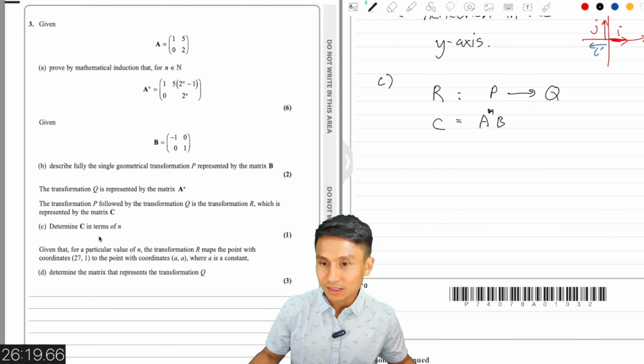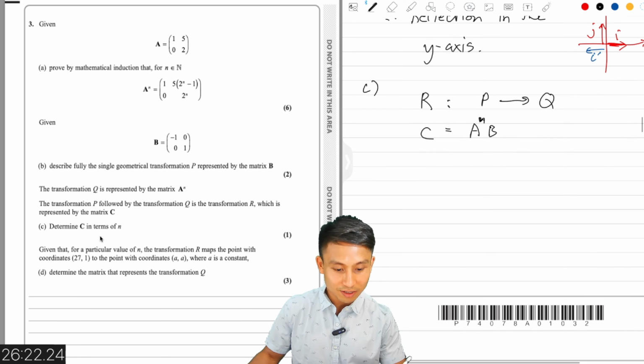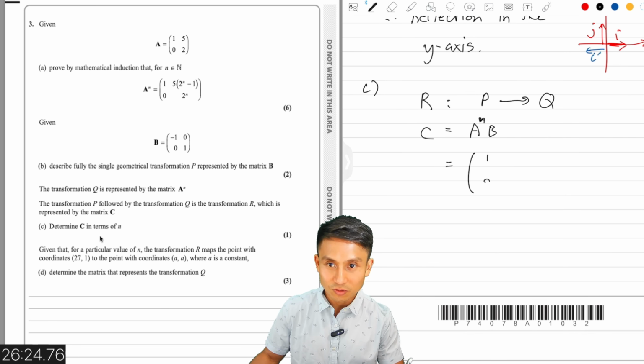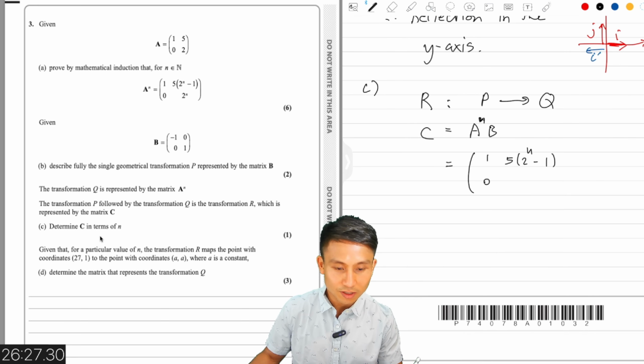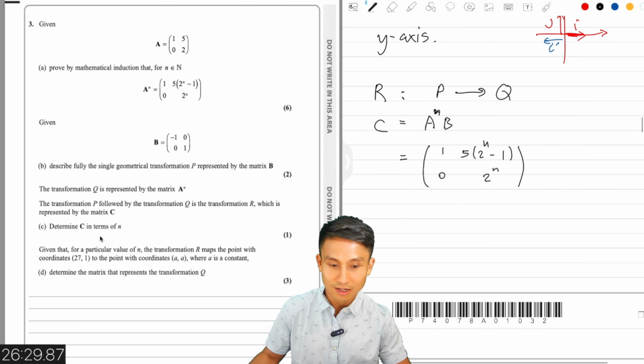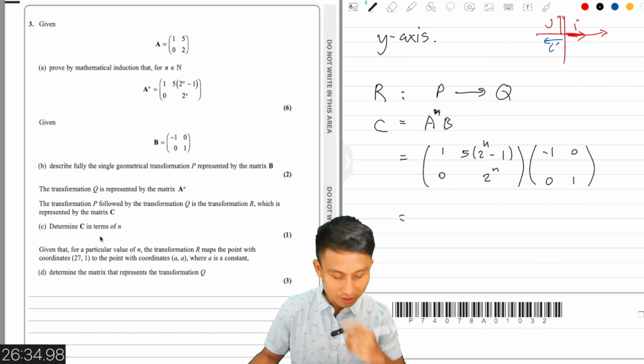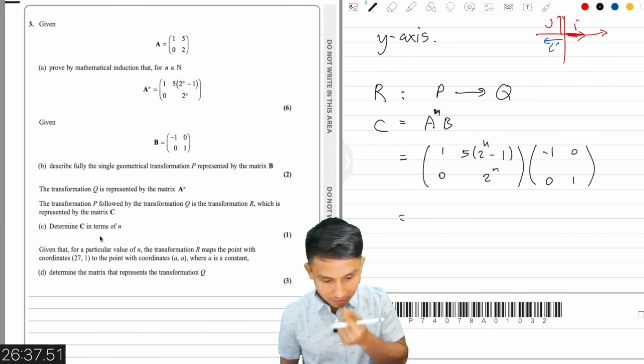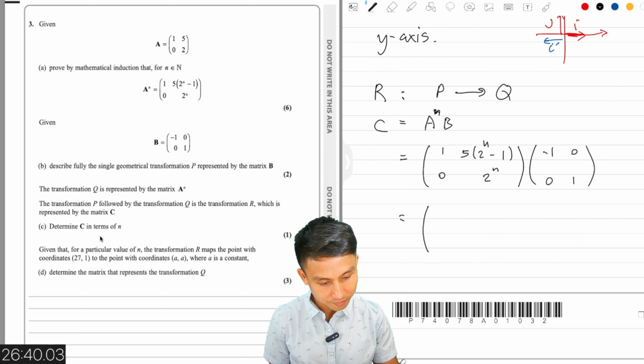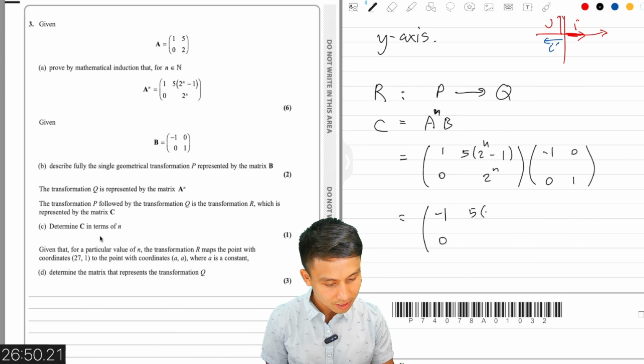Now we are asked to determine C in terms of n. A to the n is just 1, 0, 5, 2 to the n minus 1. That's A to the n, and this is multiplying by that. So we're just going to multiply that out. Basically minus 1 here, and 0 here, doesn't change. Wait, hang on. That should be the same, and this should also be the same.